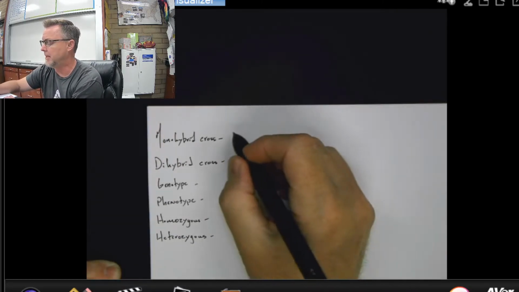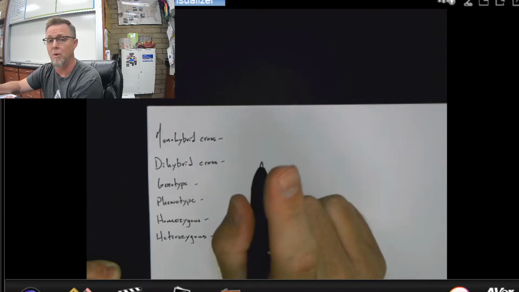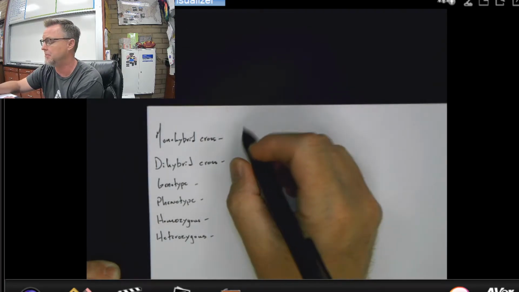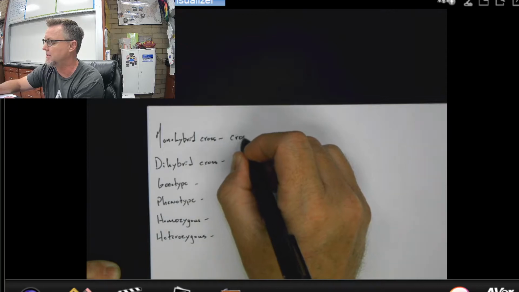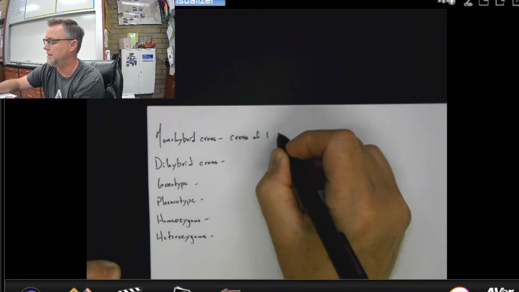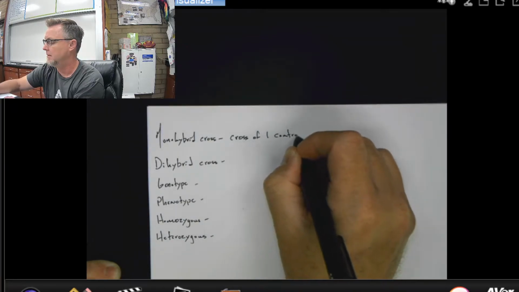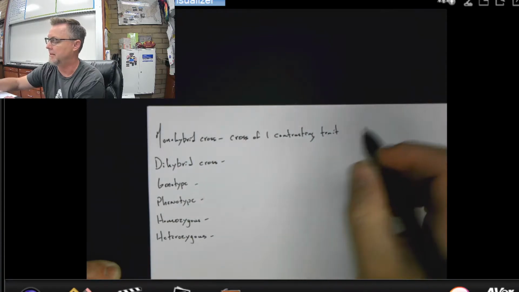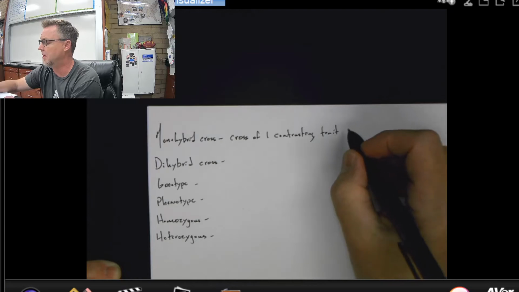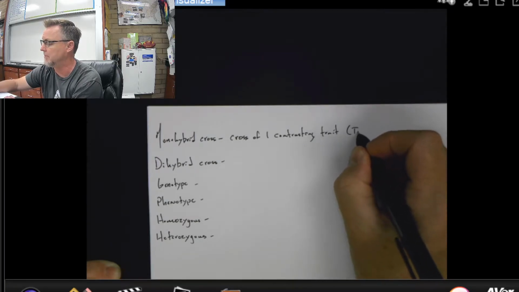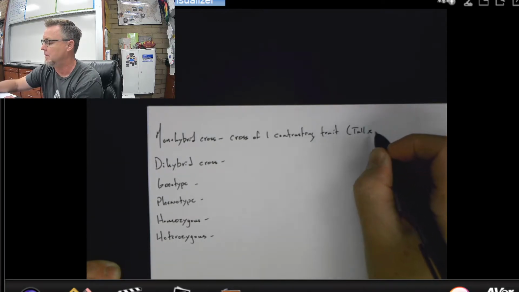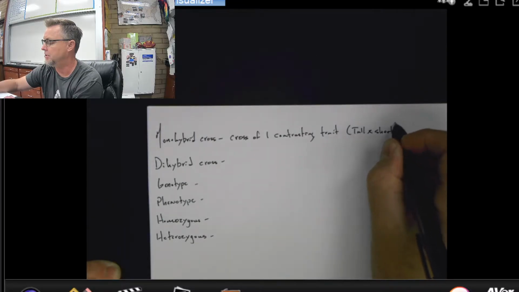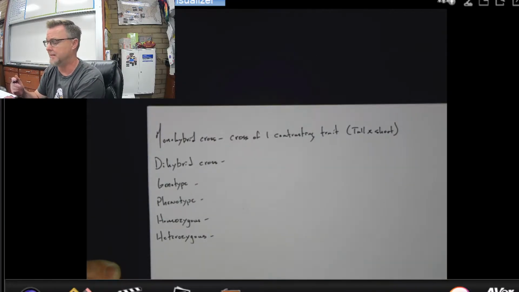When you do a monohybrid cross, you are crossing one contrasting trait between two individuals. So it's a cross of one contrasting trait. Okay, so maybe we're going to cross a tall plant with a short plant. So I'll put that as my example. Tall crossed with short.